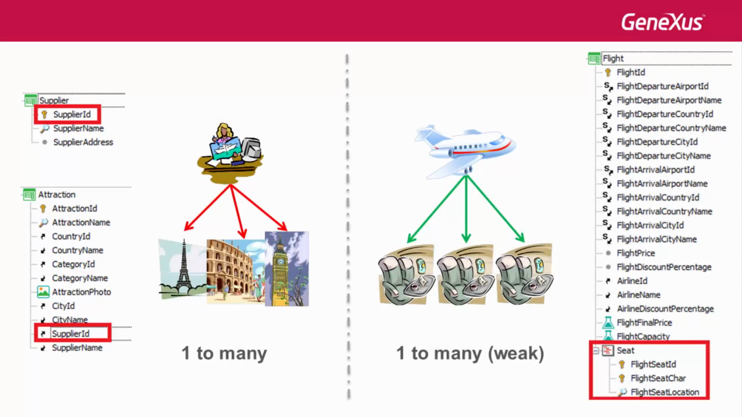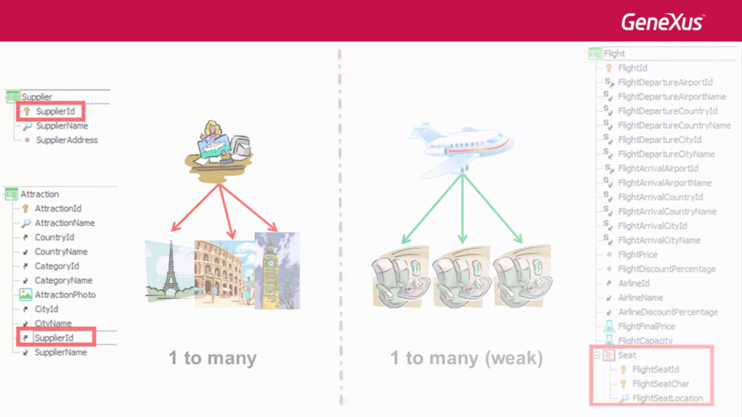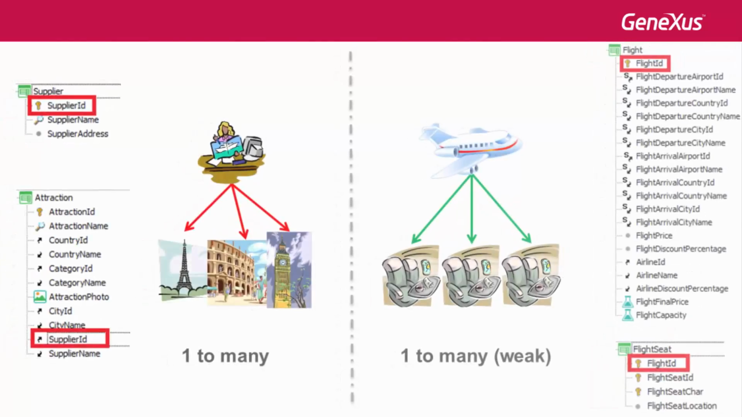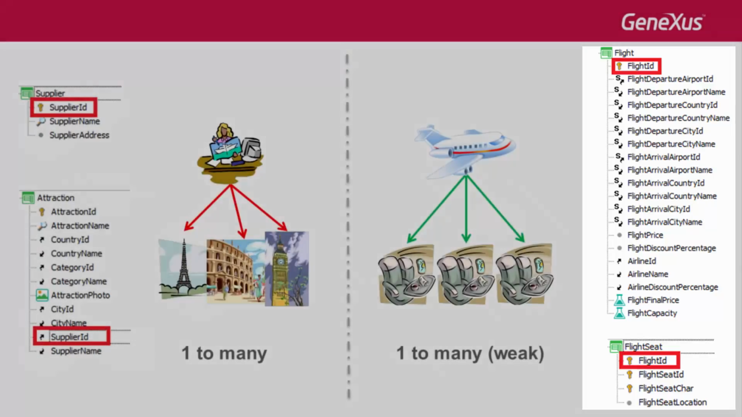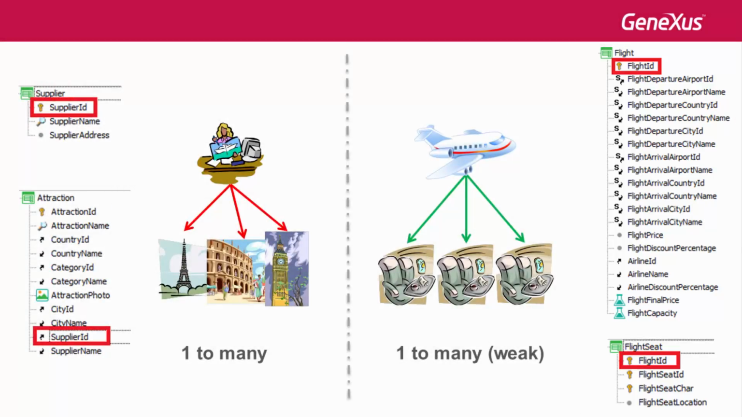The weak one-to-n relationship can also be represented with two transactions. It's exactly the same for data modeling purposes, where part of the primary key of the seats transaction is the flight ID attribute. More specifically, this attribute will be the foreign key of the flight table. And there lies the difference between a strong and a weak entity.